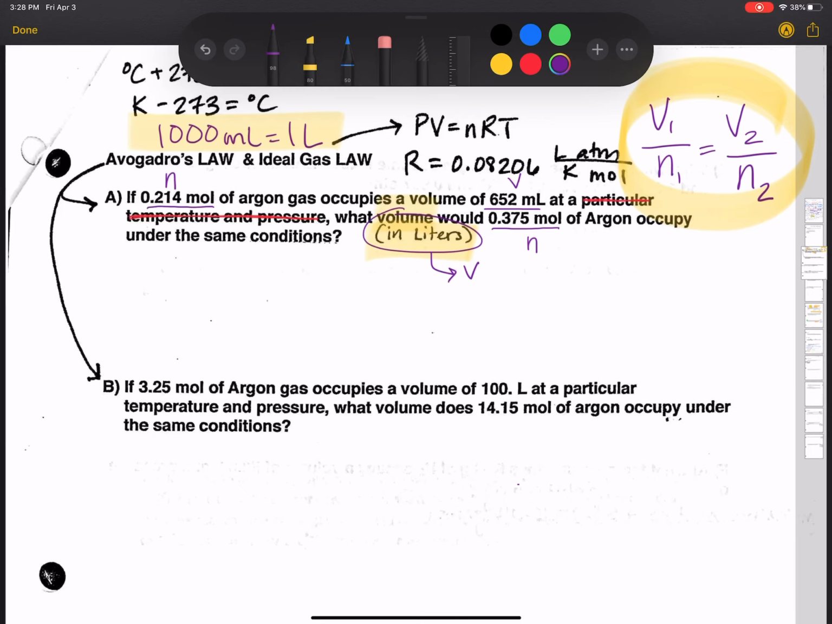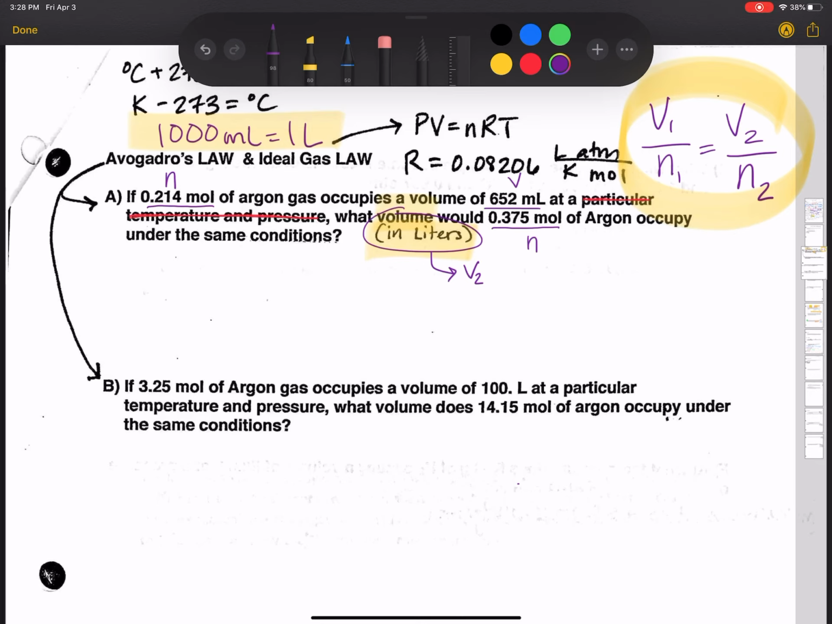Okay, let's label our variables as either 1 for before or 2 for after. If 0.214 moles of argon occupies a volume of 652 milliliters, I know those two go together. If I'm asking for the volume that now 0.375 moles of argon is going to occupy under just the same conditions, that means I'm ultimately looking for the new volume that's going to exist. So this is my V2.